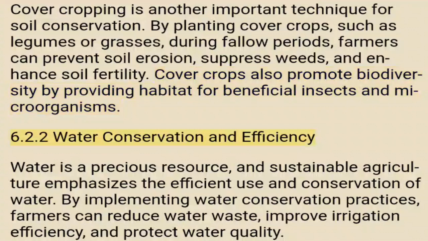6.2.2 Water conservation and efficiency. Water is a precious resource, and sustainable agriculture emphasizes the efficient use and conservation of water. By implementing water conservation practices, farmers can reduce water waste, improve irrigation efficiency, and protect water quality.